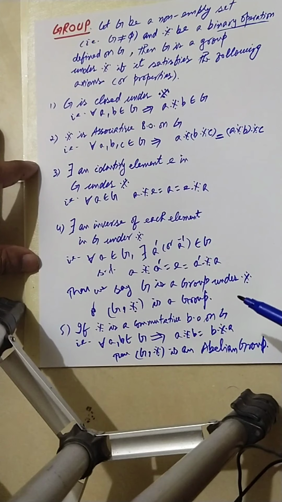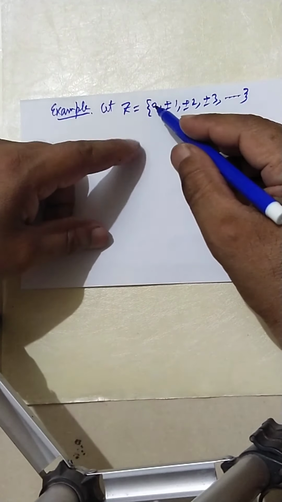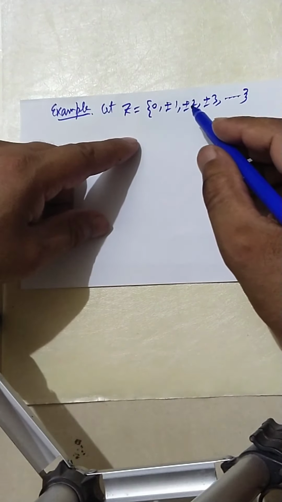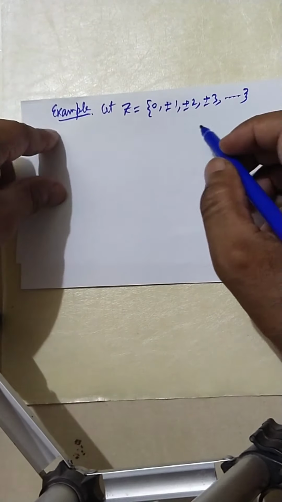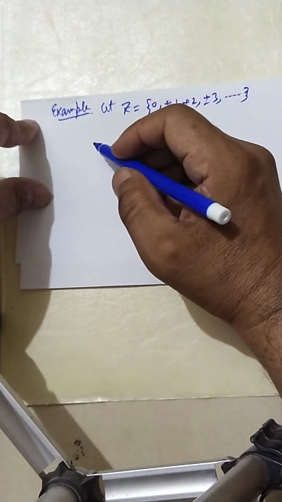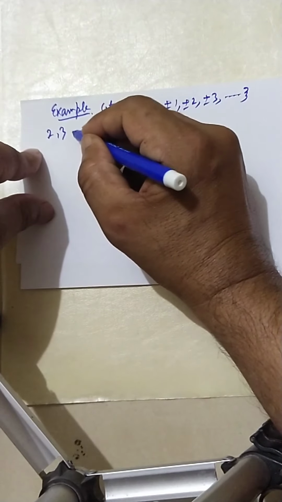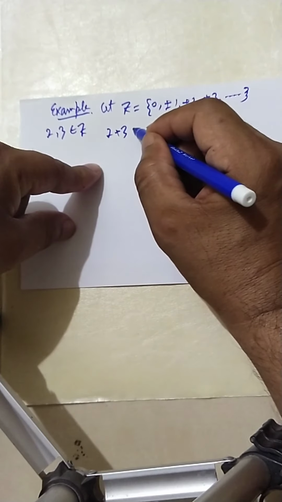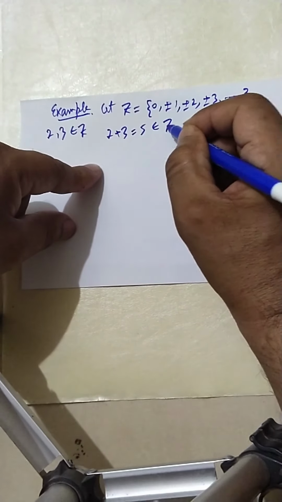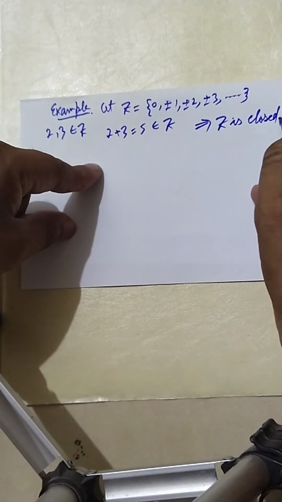Now I would like to explain the group with the help of an example. To prove Z, we know Z is 0, plus minus 1, plus minus 2, plus minus 3, plus minus 4 and so on. It is the set of integers. We prove first four properties. Let's say 2 and 3 belong to Z, then 2 plus 3 equal to 5, it belongs to Z, meaning Z is closed under addition.